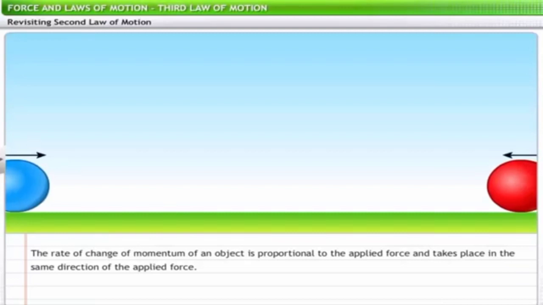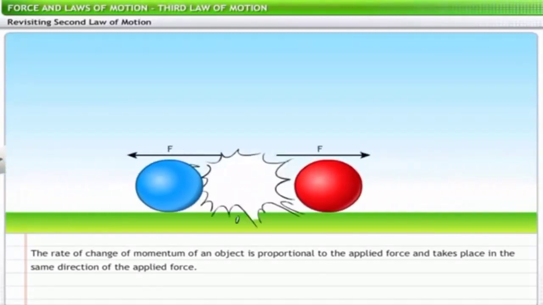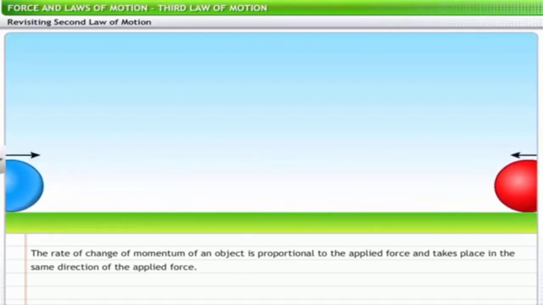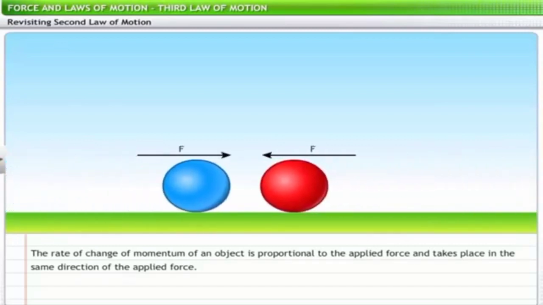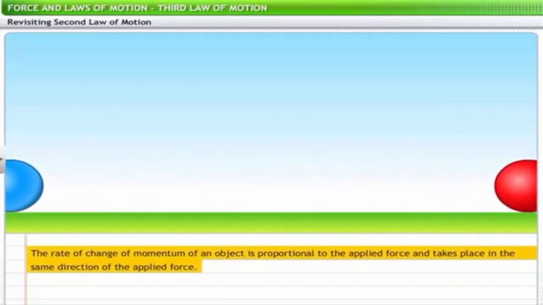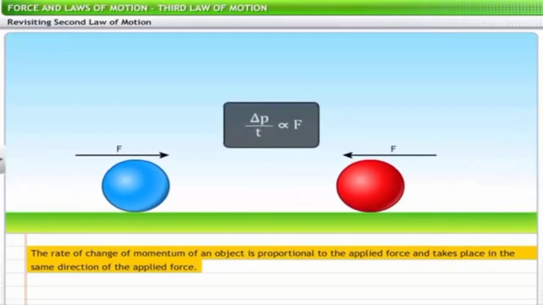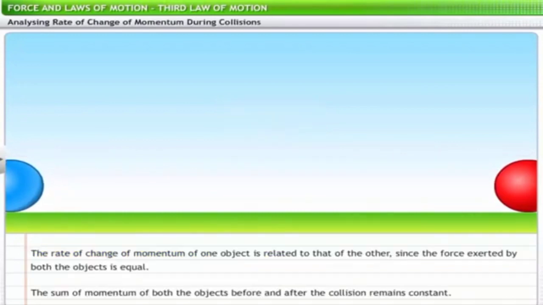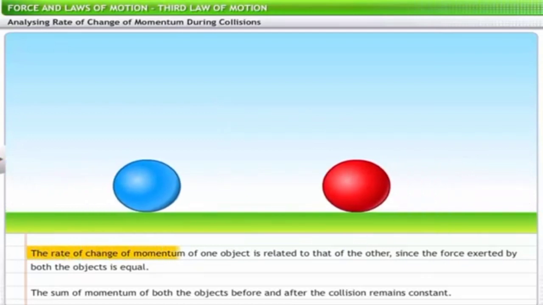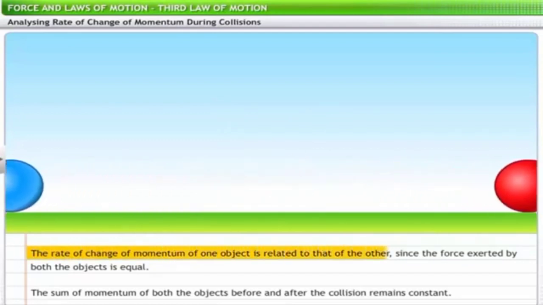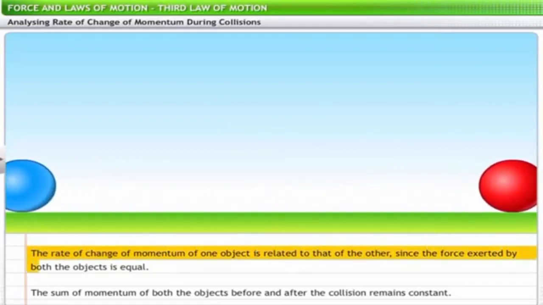In the third law of motion, you see two equal forces acting simultaneously against each other on two objects, when an event such as collision occurs. However, according to the second law of motion, the rate of change of momentum of an object is proportional to the applied force and takes place in the same direction of the applied force. This means that during a collision, the rate of change of momentum of one object is related to that of the other, since the force exerted by both the objects is equal.